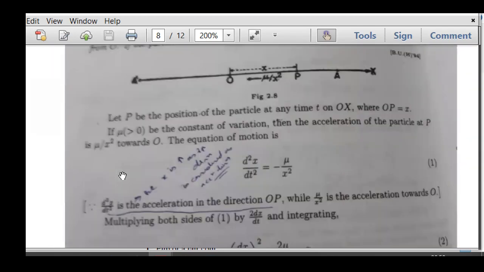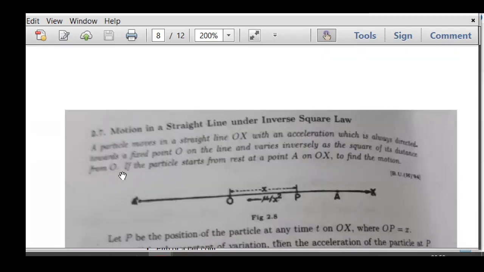Now here we are considering another type of motion. This is not simple harmonic, but motion under the inverse square law. The same thing, only the external force expression will change. For simple harmonic motion the force was directly proportional to the distance from the origin, so mu x was taken, mu being the proportionality constant. But here, under the inverse square law, it will be inversely proportional to the square of the distance, inversely meaning 1 by x square.